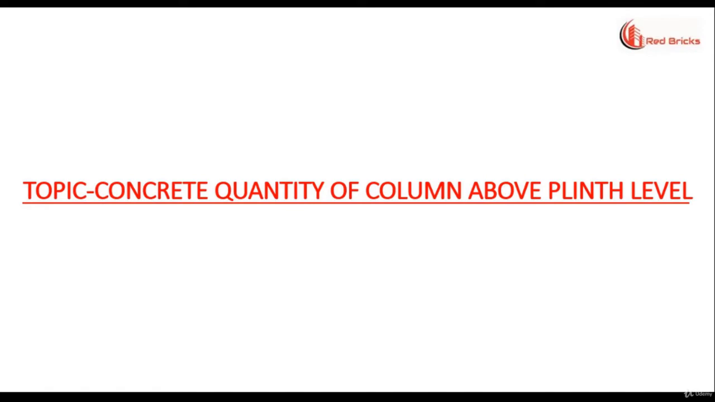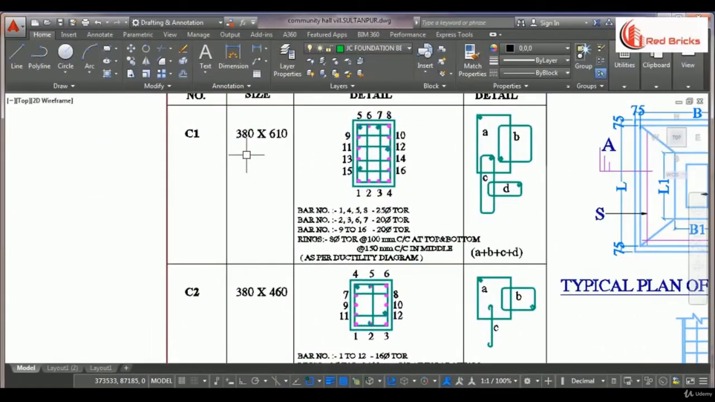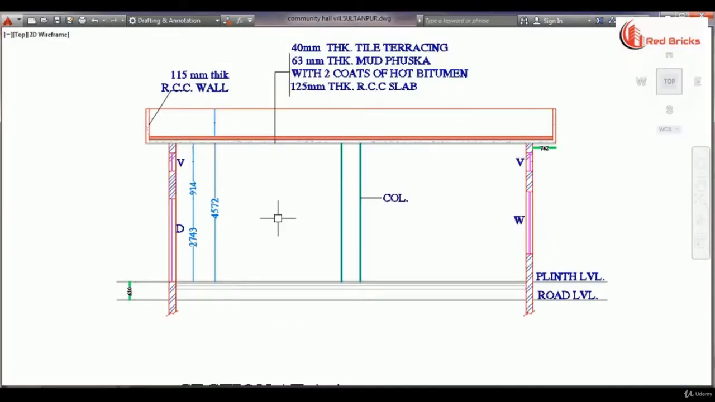Hello students, in this lecture, we will learn to calculate the concrete quantity of column above plinth level. We have two columns C1 and C2. The dimension of C1 is 380 cross 610 and the dimension of C2 is 380 cross 460. We have to calculate its concrete quantity above plinth level.